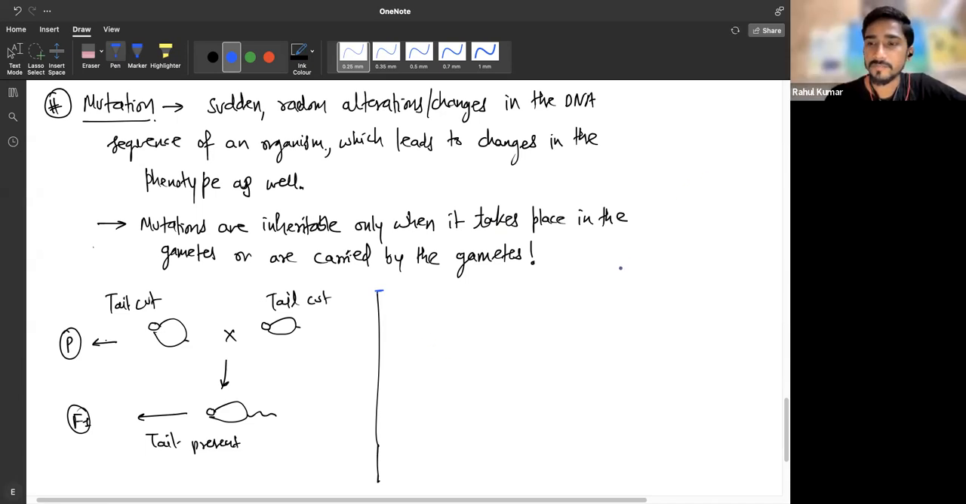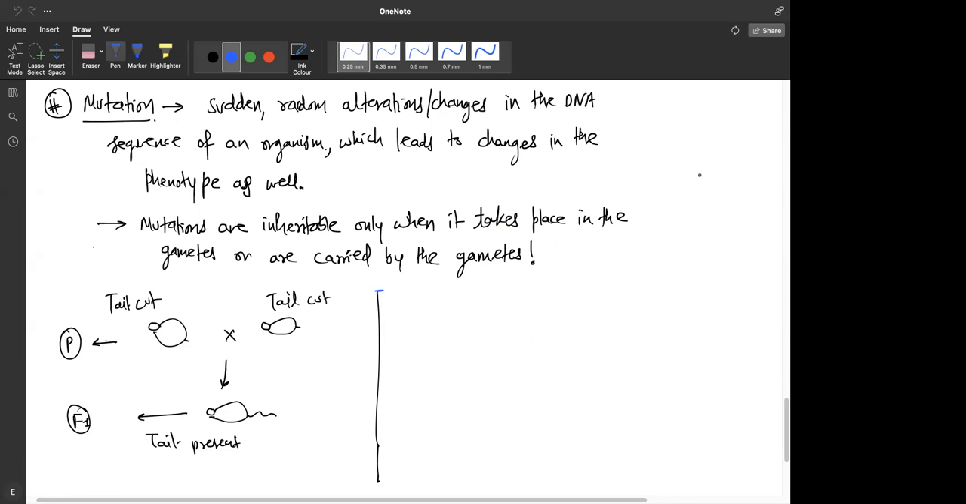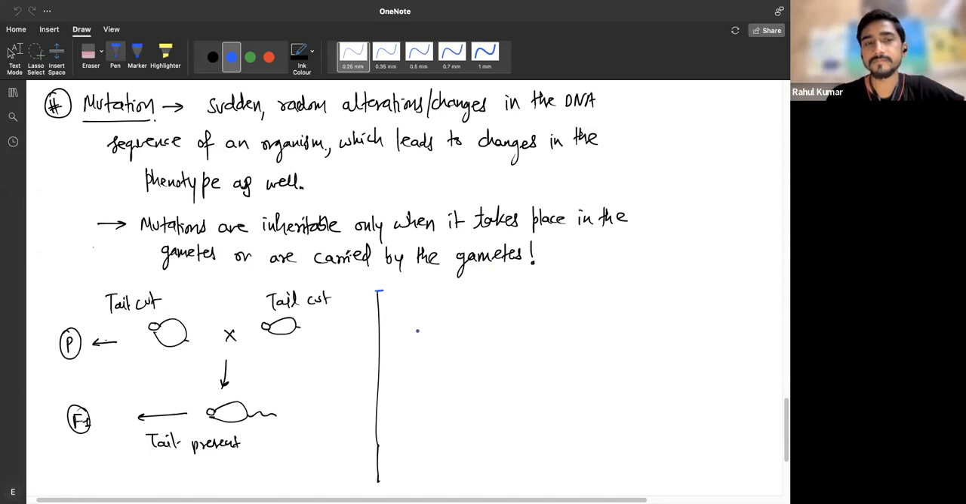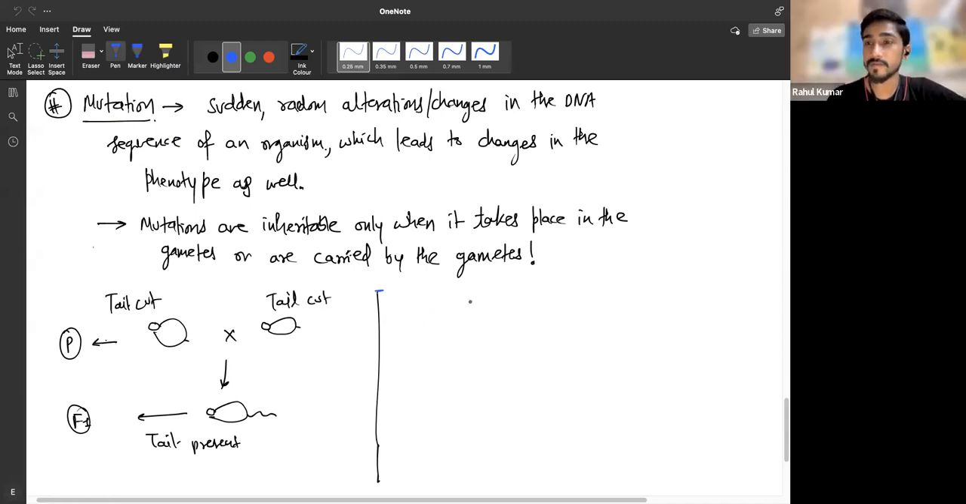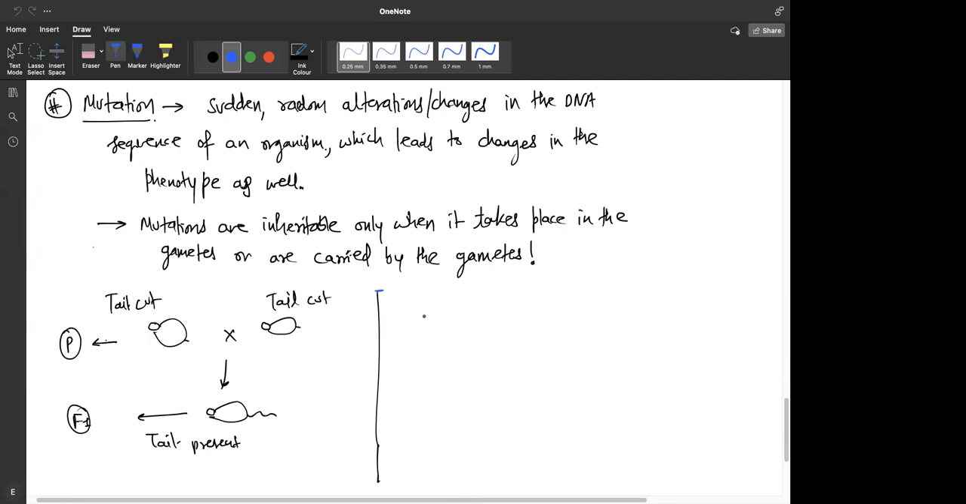What do you think, Minashi? Yes. Why do you think it's possible? How? Maybe some genetic disorder. Yeah, or it can be a mutation, right? Yeah. Let me tell you how.